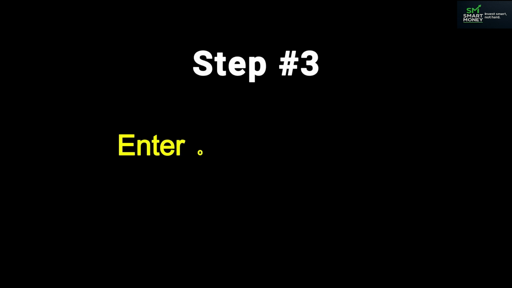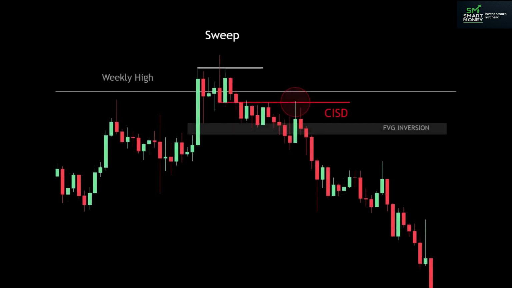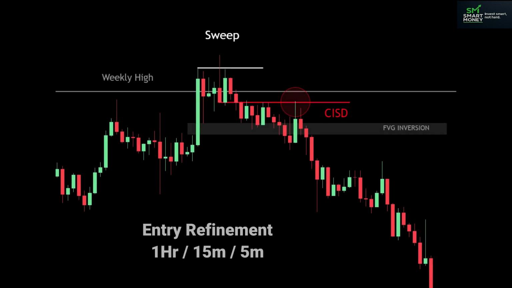Step number 3, enter on the CISD break or the fair value gap inversion. Once displacement is confirmed, look for an entry refinement on the lower time frame, either the 5-minute, the 15-minute, or the 1 hour. You enter using the CISD, which is the change in state of delivery, or a fair value gap inversion. This gives you precise entries, high confidence setups, and a clean narrative from the weekly to the lower time frames.